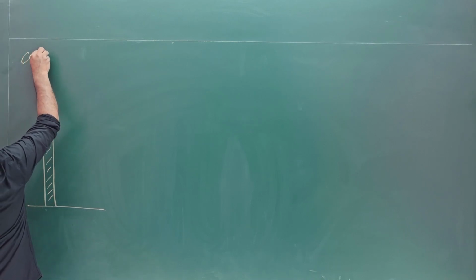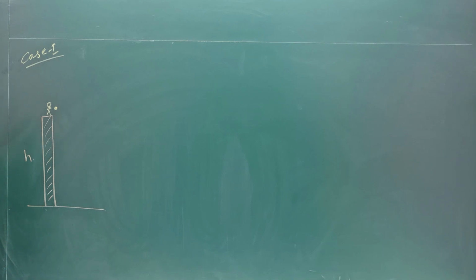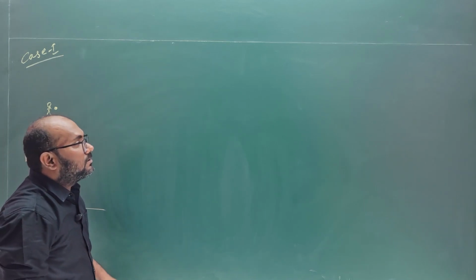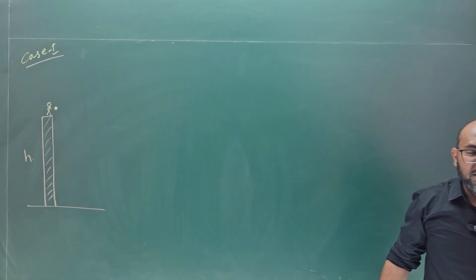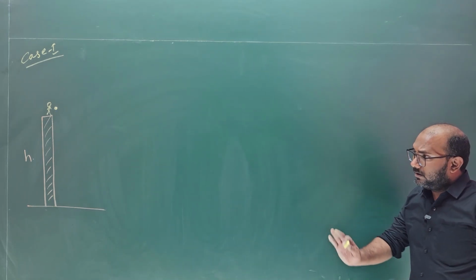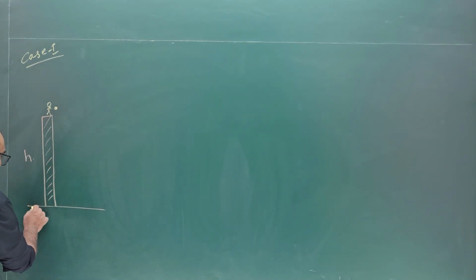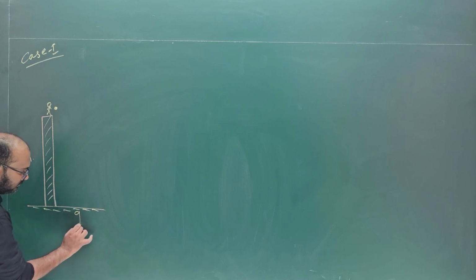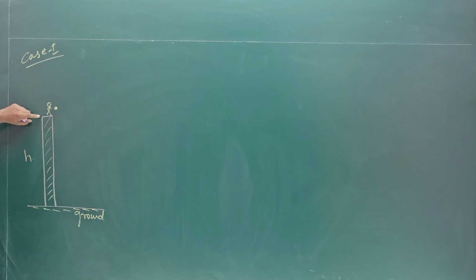Case 1, freely fall, comma dropped, or it is also called as released. You will be hearing these 3 words. Okay, now the person is, this is your ground. From ground, the person is at height h.